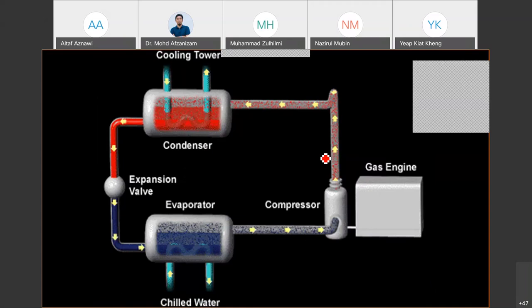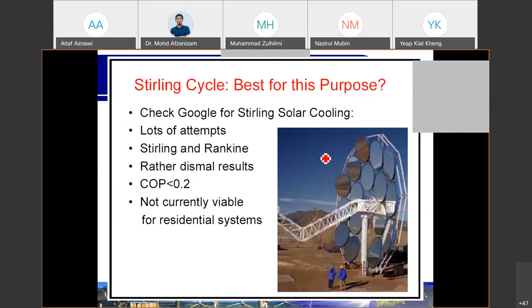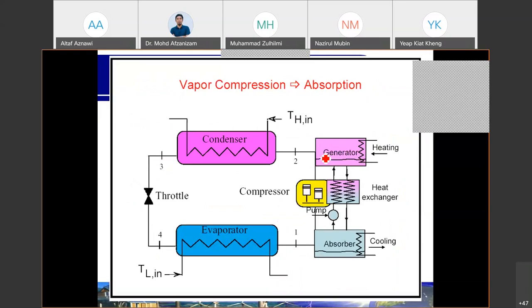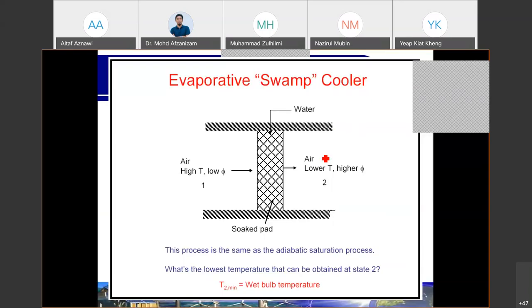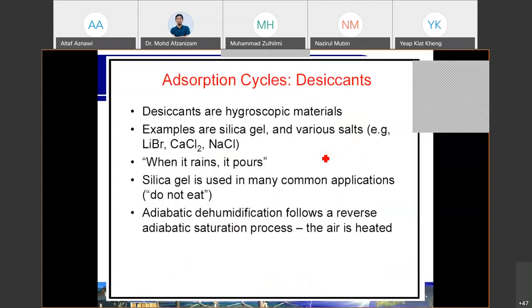Okay, so I think I'll just skip this one. I think you all already know about this. That's engine, compressor, evaporator. Okay, so I think there should be no problem. Stirling cycle is also one of the applications related to solar cooling. Well, I want to skip this one. I go to, okay, desiccant. Absorption desiccant.